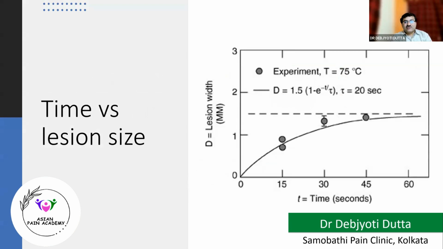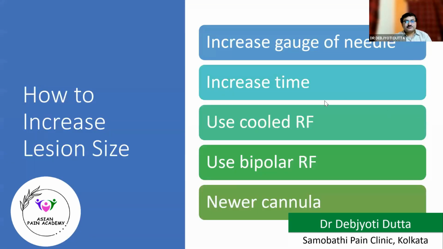Okay. Now, time, function, lesion size. This is one graph, which I have already explained to you. So initially, with the increase in time, as long as it is not reaching the equilibrium, and the experiment is done at 45 degrees Celsius, up to around 60 degrees Celsius the lesion size is increasing, and after that, there is no effective increase in the lesion size. Okay.